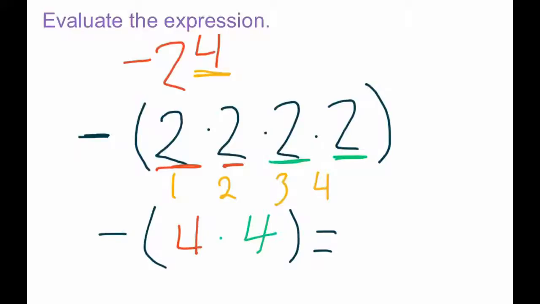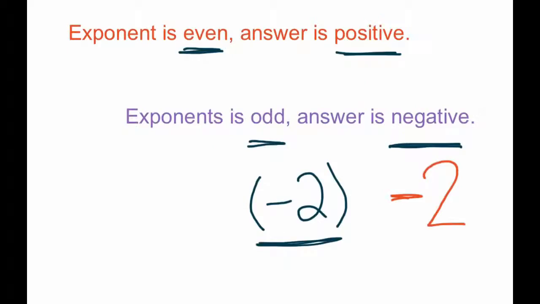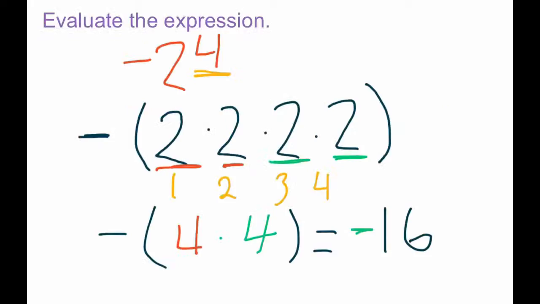4 times 4 is equal to 16. Because we have a positive from our 4 multiplied by 4 multiplied by a negative, our answer is going to be negative. So in review, if you have your negative in parentheses with your number, if the exponent is even, the answer is positive. If the exponent is odd, the answer is negative. If the negative is not in parentheses with your number, your answer is going to be negative. Always, no matter if the power is even or odd.